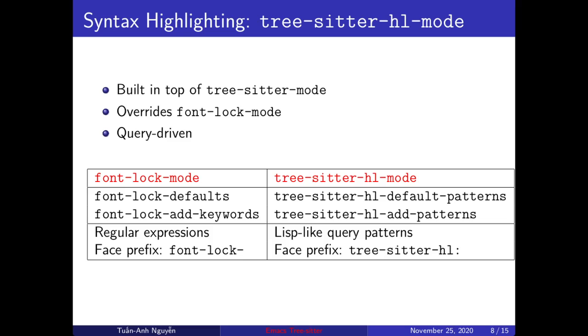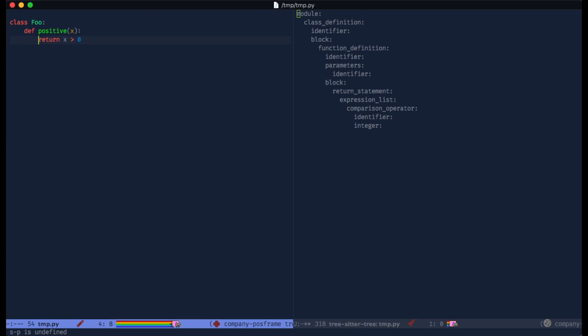The other minor mode included in the main package is tree-sitter-hl-mode. It overrides font-lock-mode and provides its own set of faces and customization options. It is query-driven. That means instead of regular expressions, it uses a Lisp-like query language to map syntax nodes to highlighting faces. I'm going to open a Python file with small snippets that showcase syntax highlighting.